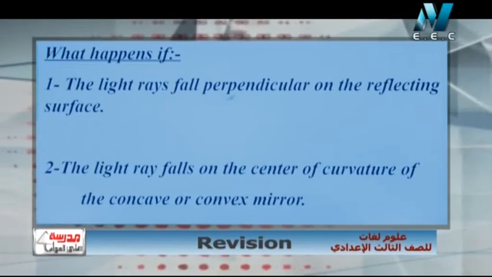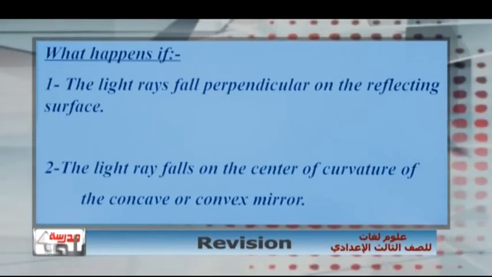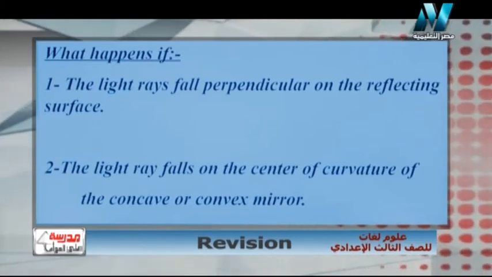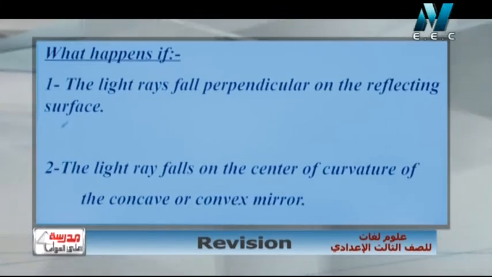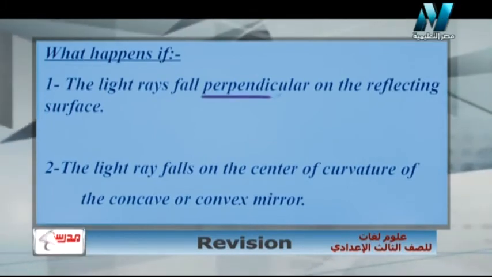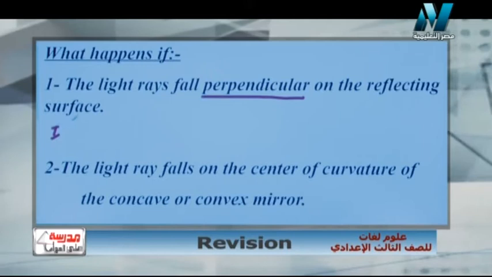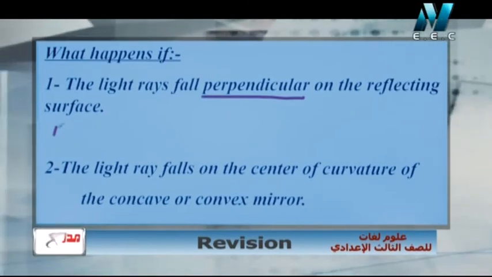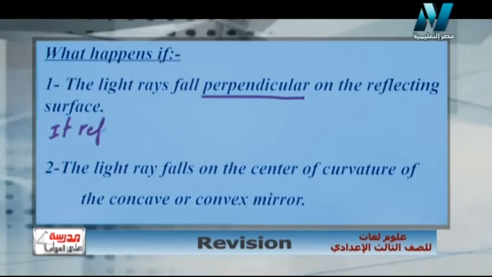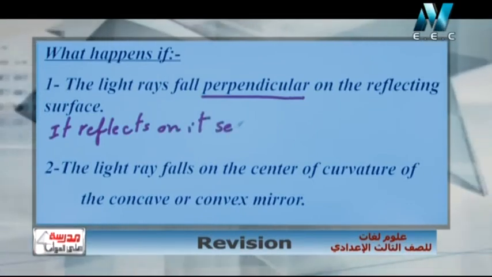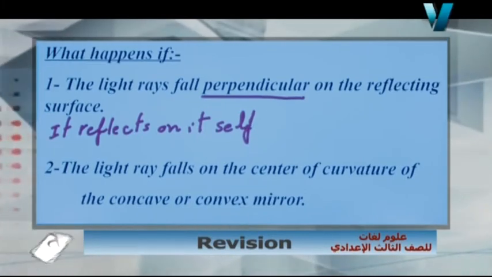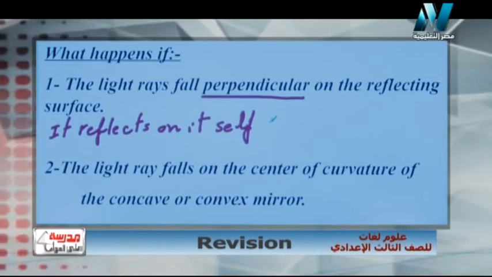Let's see together the first type of question. It says: what happens if the light ray falls perpendicular on the reflecting surface? Of course, we know that if the light ray falls perpendicular in this case, it reflects on itself, because the angle of incidence equals the angle of reflection, which equals zero.